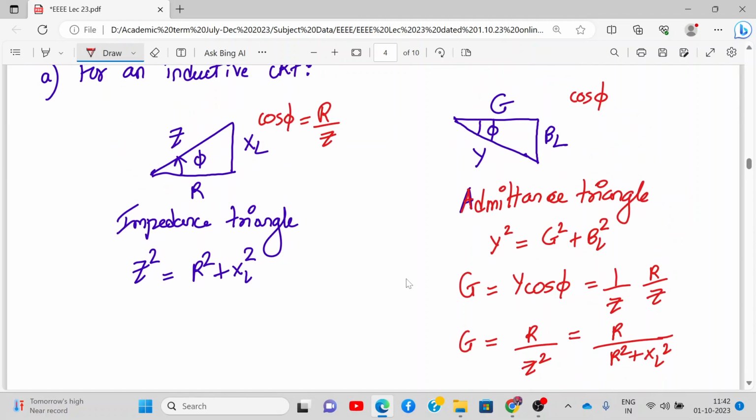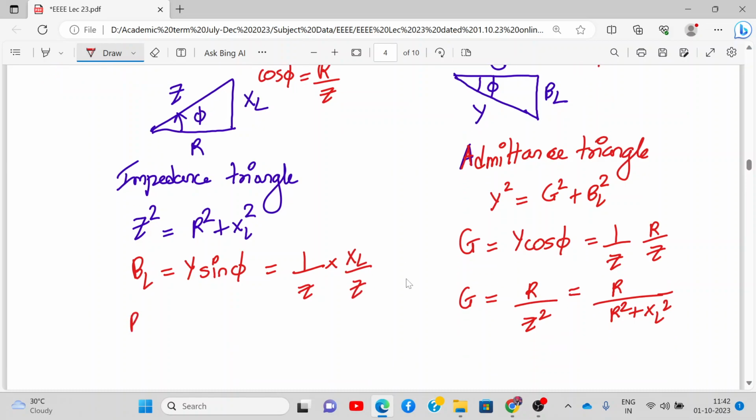Similarly, over here in this diagram, what is BL? BL can be written as Y sin phi. What is Y? 1 upon Z. What is sin phi from this diagram? XL upon Z. Okay, so here I will write BL as XL upon Z square, that is XL upon R square plus XL square. Got it? So we have written the formula for G and BL.